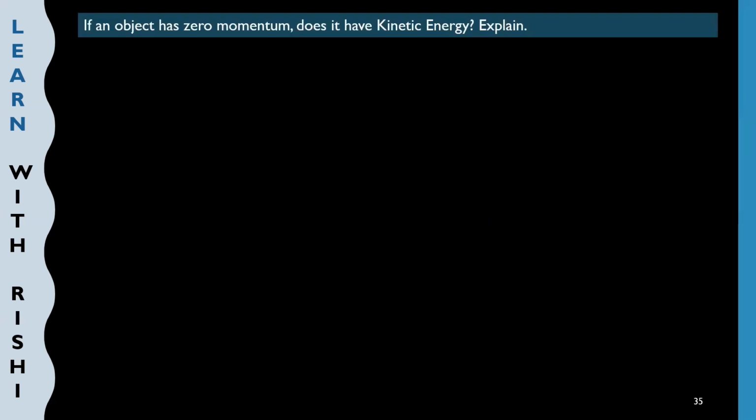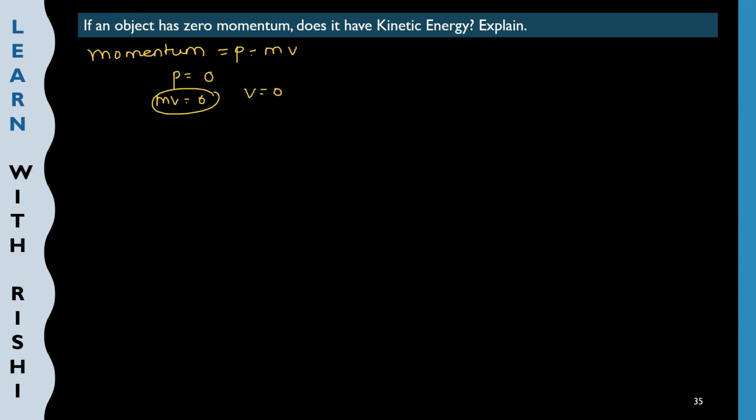If an object has zero momentum, does it have any kinetic energy? So this is the question we have to explain. Now, if you remember, we have discussed in chapter number 1, what is momentum? It is a product of mass and velocity of the object that we denoted by P, that is product of mass and velocity, mv. Now, they have told that the object has zero momentum. That means P is equal to 0. That means mv is equal to 0. From this, we can see that v is equal to 0.